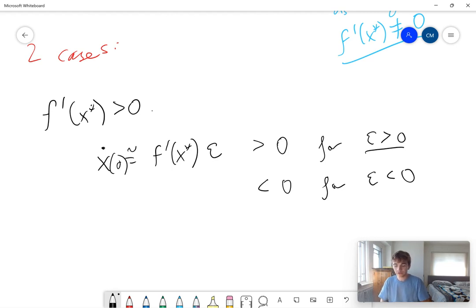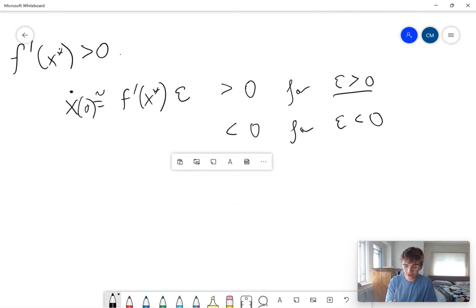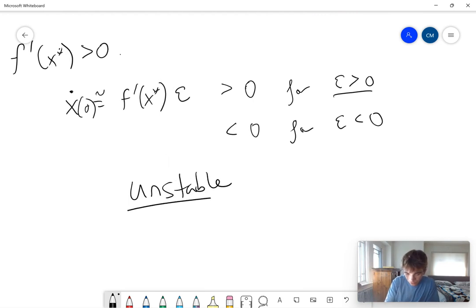Same thing in the negative case. If I perturb in the negative direction, x dot should be negative. So if I perturb in the negative direction, then x dot is negative. And so I continue to flow in that direction and I go off away from my fixed point. Okay, so this is a characteristic of an unstable fixed point.